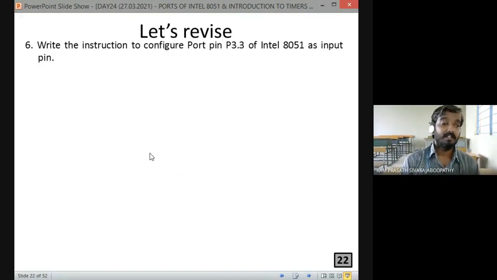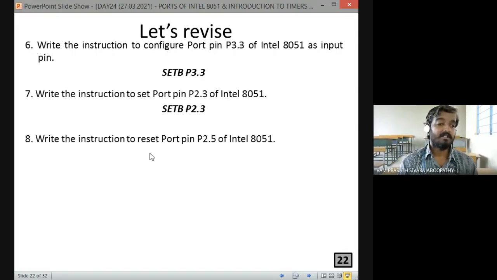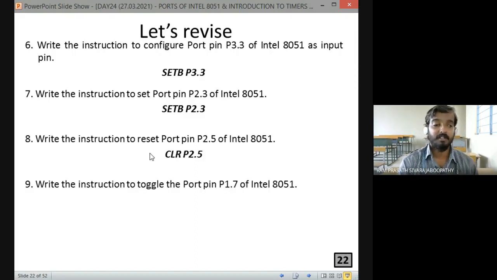Fine. Write the instruction to configure port pin P3.3 as input pin. Yes, very good. SETB P3.3. Write the instruction to set port pin P2.0 of Intel 8051. Yes, very good. SETB P2.3. Write the instruction to reset the port pin P2.5. Yes, very good. CLR P2.5. Very good.